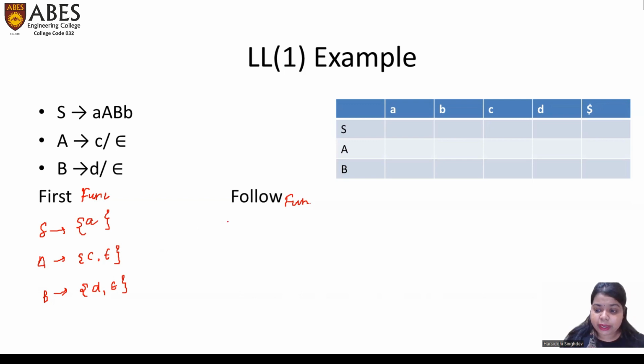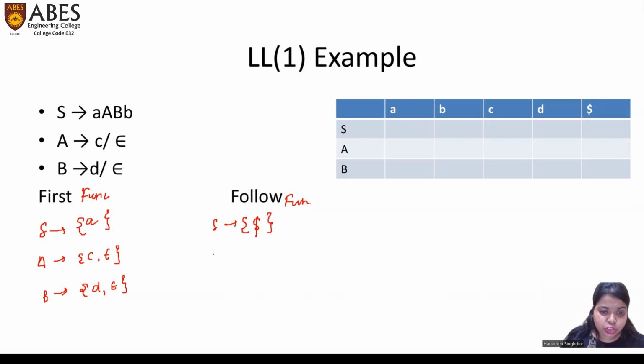Now we have to calculate the follow function. How will we calculate the follow function? For the starting symbol S, S doesn't appear in any of the right hand sides of the productions. So we can say that S is our starting symbol, so by default dollar will be follow of it.